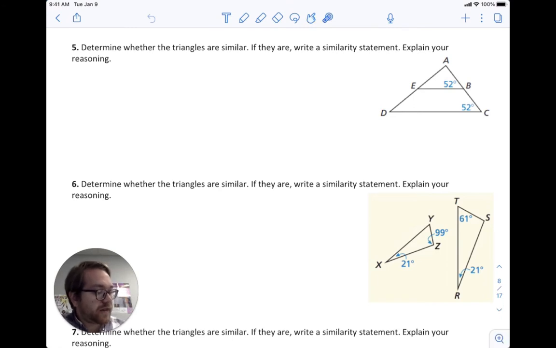So this is number 5 in your notes in our second section. It says determine whether the triangles are similar, and if they are, write a similarity statement and explain your reasoning. And we do want to be able to explain our reasoning. How do we know that these two triangles are actually similar?